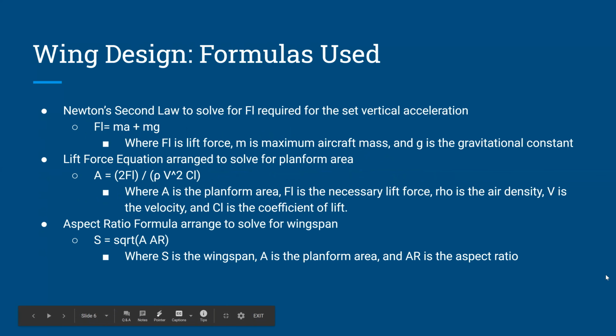So once we had all those initial values set up, we needed to find the planform area required to get the amount of lift required for that set vertical acceleration. To find that, we use Newton's second law equation that we arranged, as you can see there. Once we had that, we used the lift force equation that we rearranged to solve for the planform area. Then once we found that planform area, we used the aspect ratio formula to solve for the wingspan. Go to the next slide.